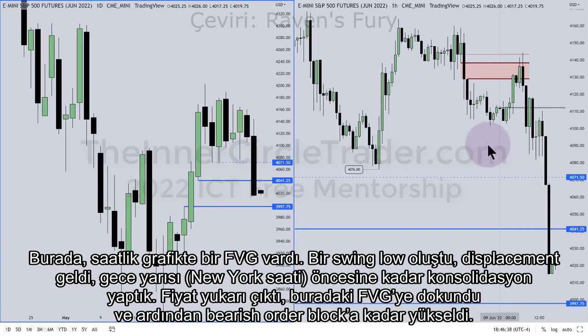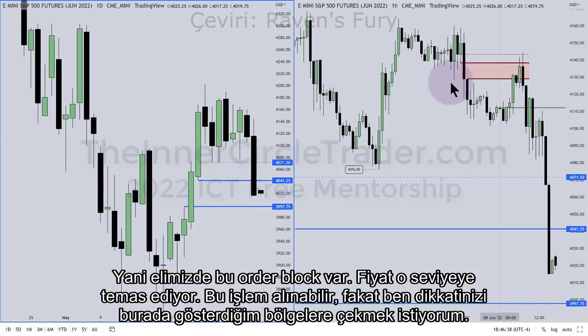So over here on the hourly chart, we had a fair value gap here, swing low. We had displacement. We consolidated going into midnight last night, New York time.